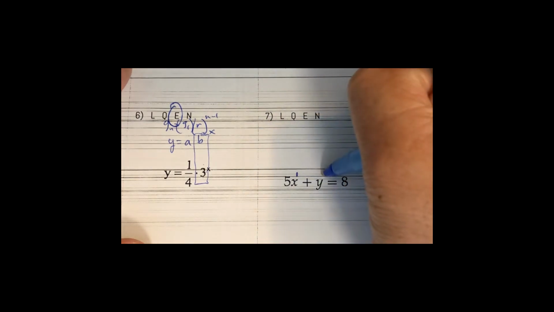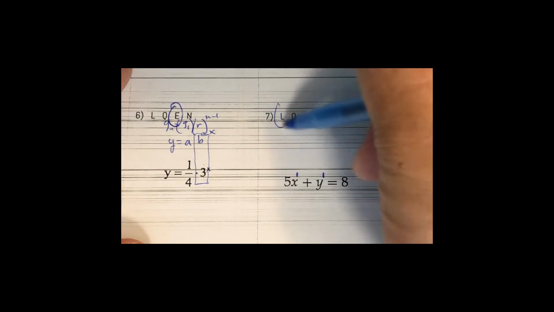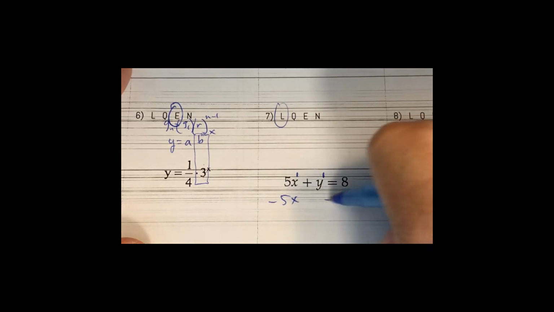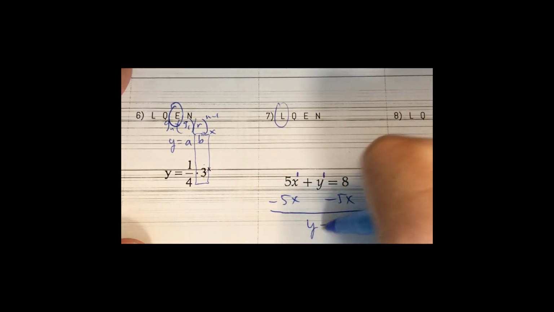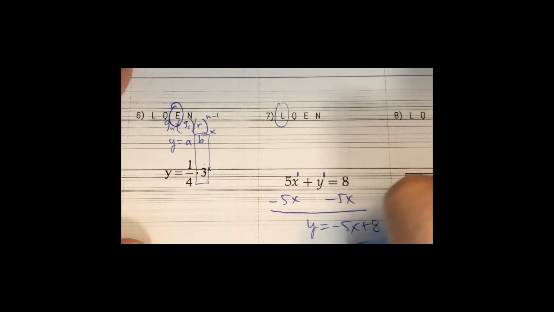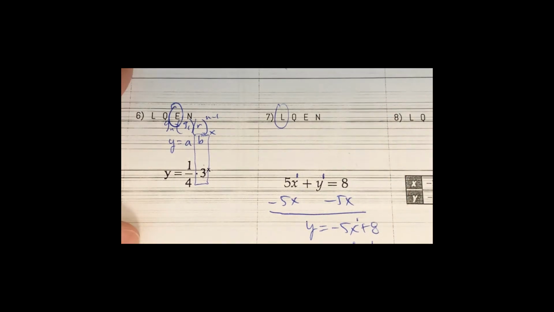Question number 7, you'll notice that these are both to the first power, so the answer is linear, because if you subtract 5x, you're going to get y equals negative 5x plus 8. And this is in the form of mx plus b. Remember, the 1 is right there for the first power.